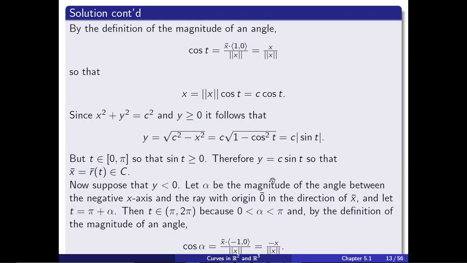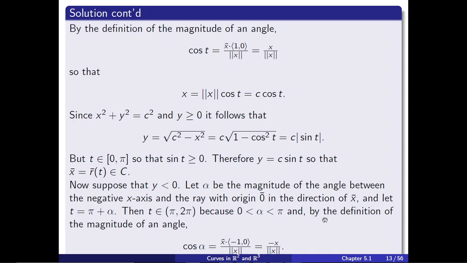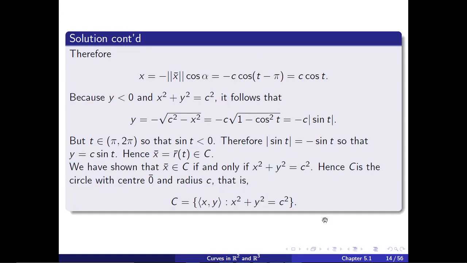So suppose y is less than 0, and let alpha be the magnitude of the angle between the negative x-axis and the ray with the origin in the direction of x. So basically what we are talking about is, instead of here, the angle will be somewhere here, right? To be on this part, right? So what does that mean?